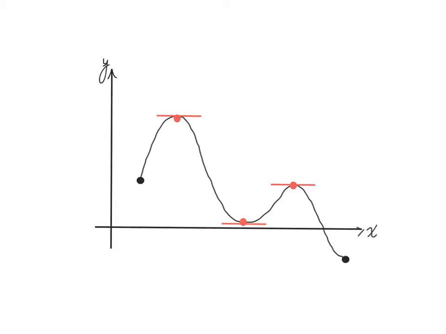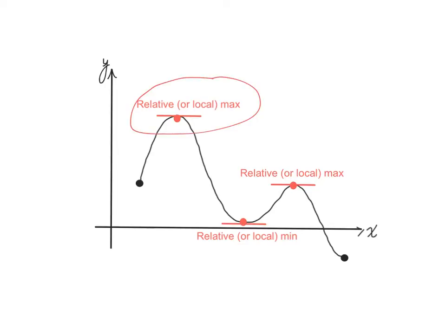Now let's get some special names for these. Anytime you have that neighborhood maximum or minimum, we refer to those as relative or local extrema. So up here at the top, we have a relative or local maximum. Here's another relative or local maximum. And finally, a relative or local minimum in this picture.